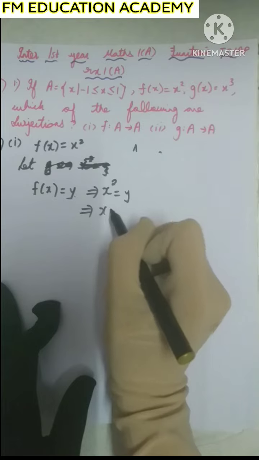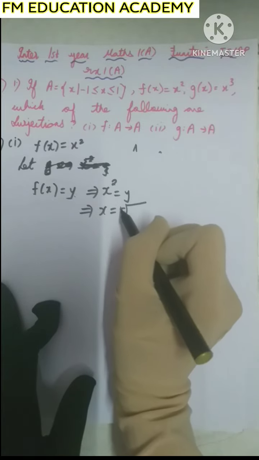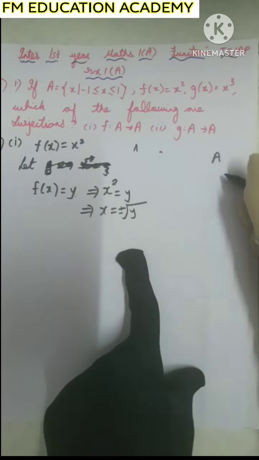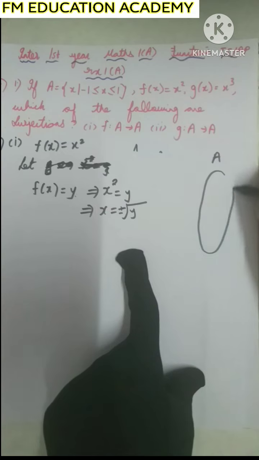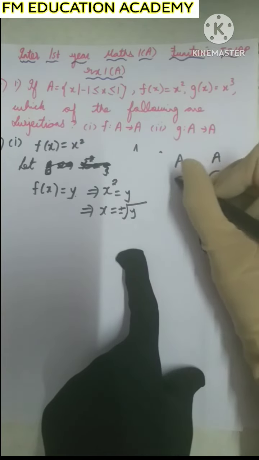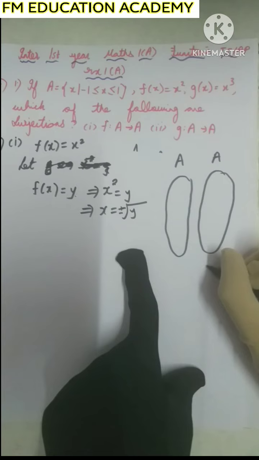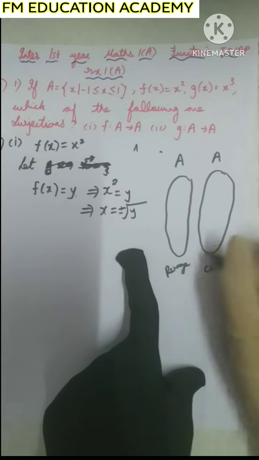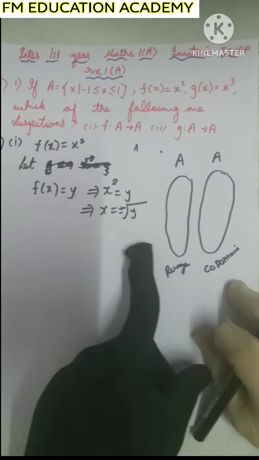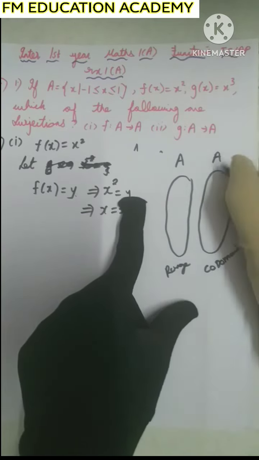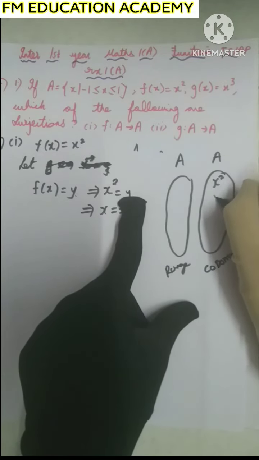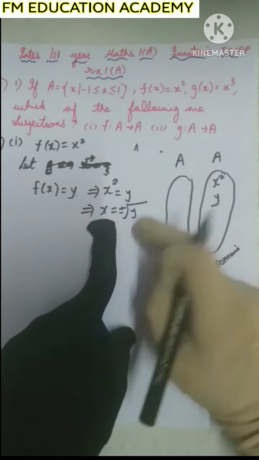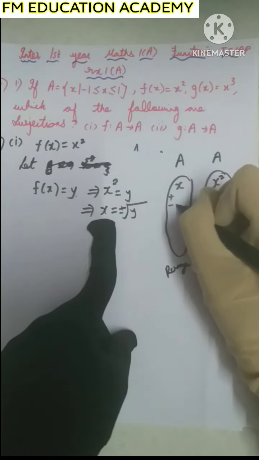Now x square, if the square goes outside, becomes plus or minus square root of y. Suppose this is my function A and let us suppose that this is its image. This is my codomain and this is my range. So what do I have in the codomain? I have x square is equal to y. And what do I have in the image? I have x is equal to plus or minus root y.